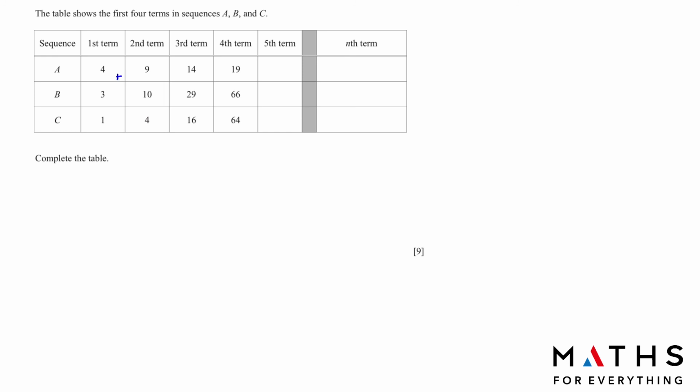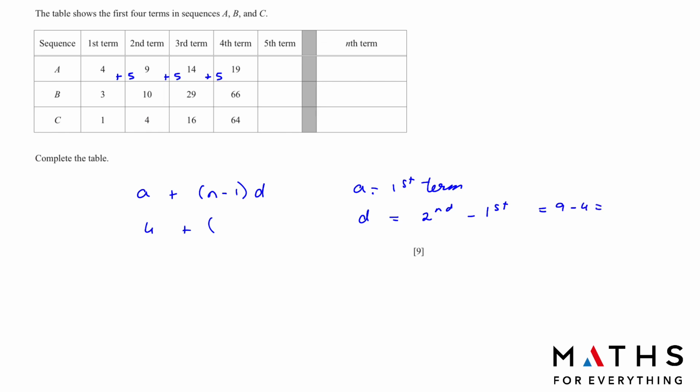Here 4 plus 5 is 9, 9 plus 5 is 14, and 14 plus 5 is 19. This is a case of arithmetic sequence. In arithmetic sequence, we write the formula a plus (n minus 1)d. A is your first term, which is 4. D is your difference, the second term minus the first term. So that will be 9 minus 4. We already know the difference is 5.